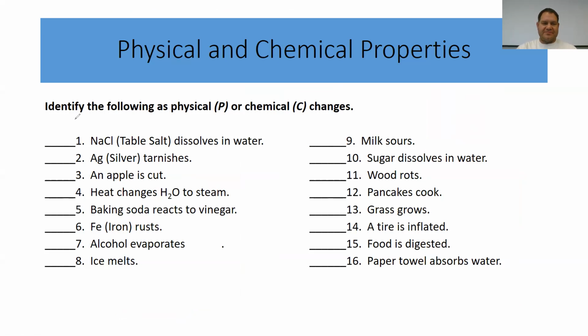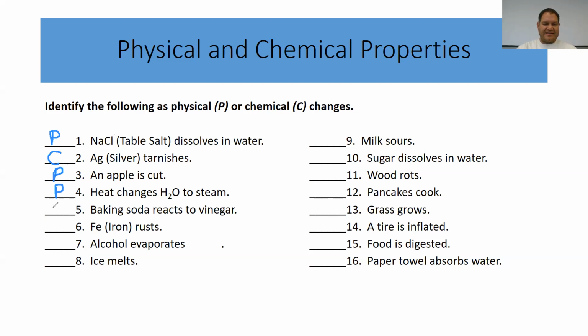You should have had some time to go through and mark if you think it's a chemical process or a physical process. So let's just go to the answers. Salt dissolving in water has got to be physical. Silver tarnishing is chemical. An apple being cut is physical. It's not changing the fact that it's apple just because we're cutting it. Steam being formed, that's just physical, right? It's just a phase change.